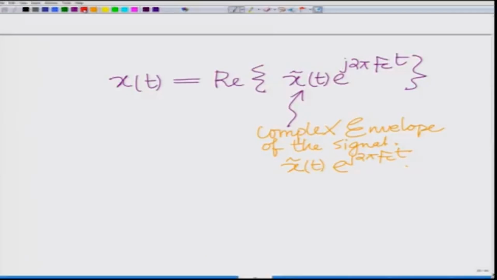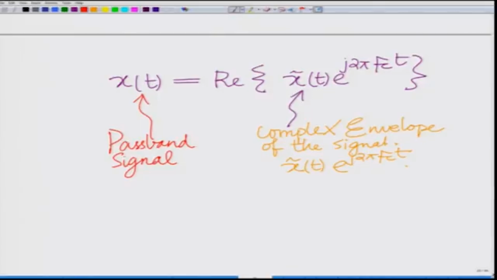Therefore, x t is the passband signal, and x tilde t is its complex envelope, or also its complex baseband equivalent, because it has a spectrum which is in the baseband. So, x t is the passband signal, x tilde t is the complex envelope or the complex baseband equivalent of the passband signal x t.